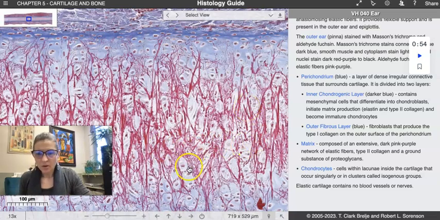The cells here are very, very close together. They're not spread out in a uniform pattern like you would see with hyaline. In fibrocartilage, they're in zones or clusters of cells. There can be some that are spread out, but they're usually in clusters. And this is just a massive array of cells close together.